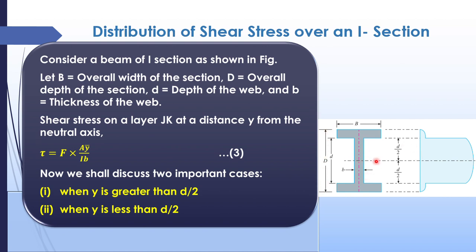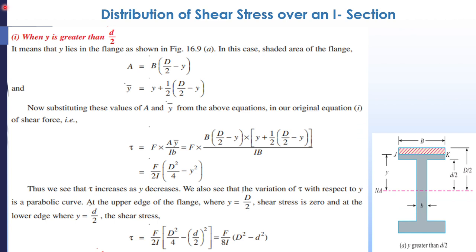Since this is d, half of this is d by 2 and d by 2. This is a symmetrical figure, so the neutral axis lies at its center, with capital D by 2 and small d by 2. You will get it like this. Now you have to consider two cases here. When y is greater than d by 2, that is when y lies in this flange. When y is less than d by 2, that is when y lies in this web. So two cases you have to consider. y is taken from this point to somewhere here, or here, somewhere along this line. So y can be greater than d by 2 or less than d by 2. First we are considering the case in which y is greater than d by 2.